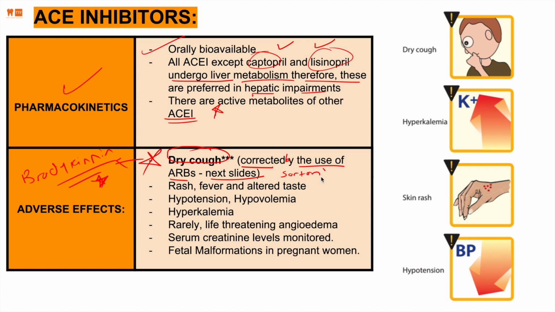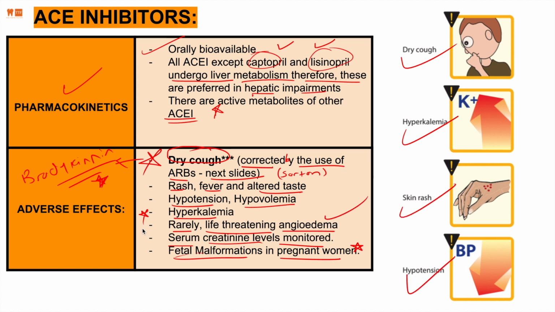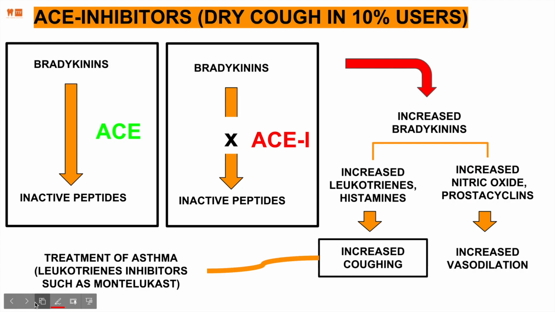Remember the sartans? Okay. Other side effects are rash, fever, altered taste, hypotension, hypovolemia, and hyperkalemia, an increase of potassium in the blood. Rarely, life-threatening angioedema. Remember, it has to do with the skin and blood disorder. Serum creatinine levels should be monitored, and there are fetal malformations in pregnant women, so avoid in pregnant women. So dry cough, hyperkalemia, skin rash, and hypotension. Angioedema, good to remember for this group of drugs.